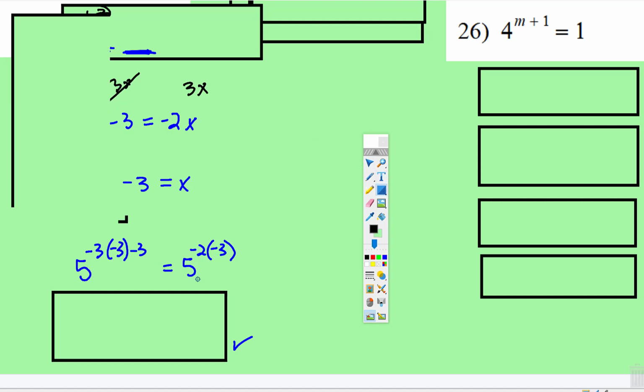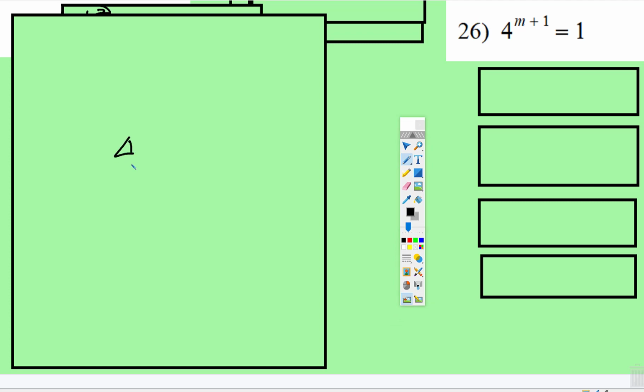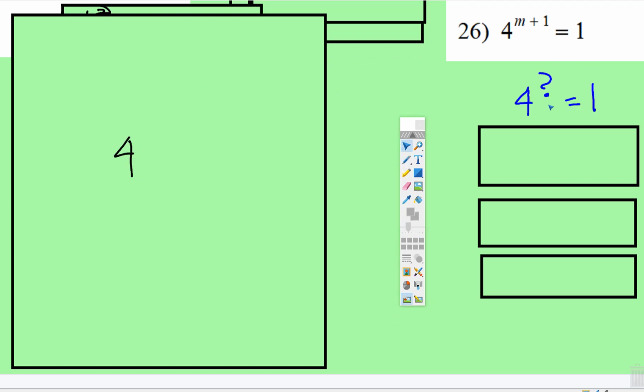This next equation is an interesting one. Let me cover all this stuff back up. So look at what this says. 4 to some power is equal to 1. Well, if you think about that intuitively, 4 to what power is equal to 1? Well, 4 to the 0 power is equal to 1. So you could do that intuitively. What would zero out this positive 1?